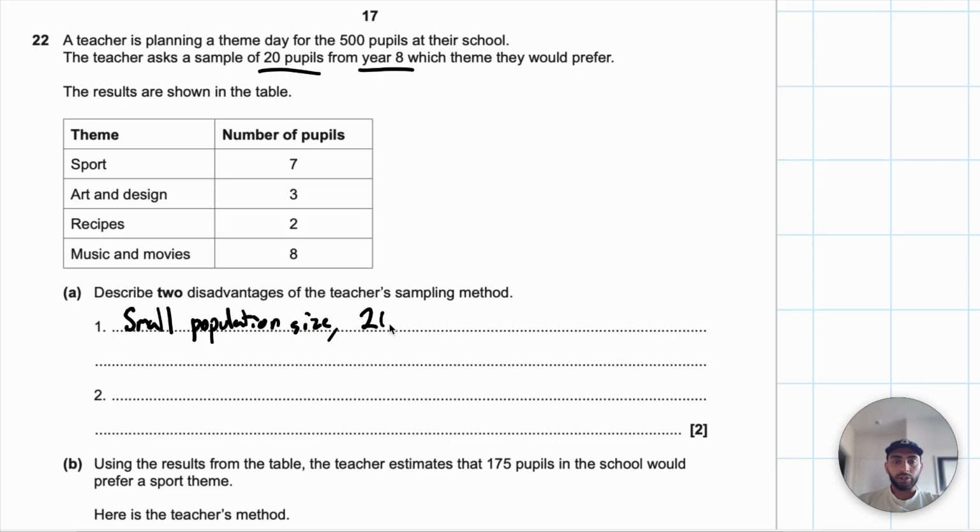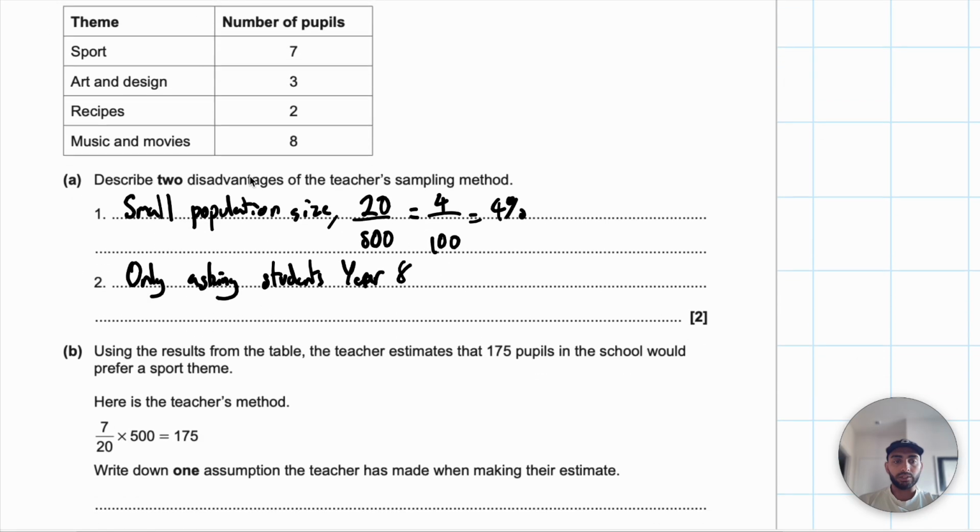We'll write it as a fraction, 20 over 500. Divide that by 5 and then divide that by 5. I get that over 100. 20 divided by 5 is 4, so it's the same as 4%, which is very small. The second reason is that they're only asking students from year 8. They need to be asking students from all the years so that they get results that are representative of all the students in the school.